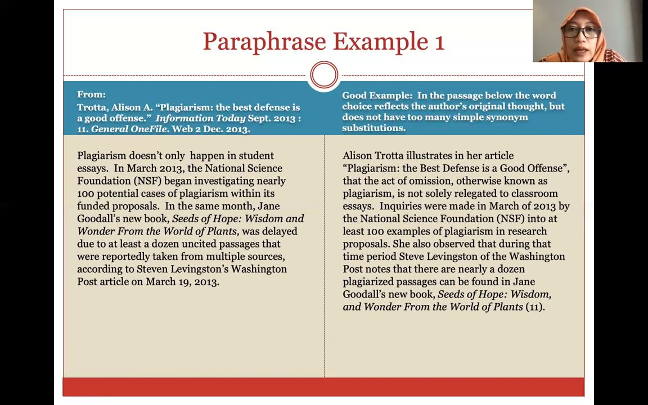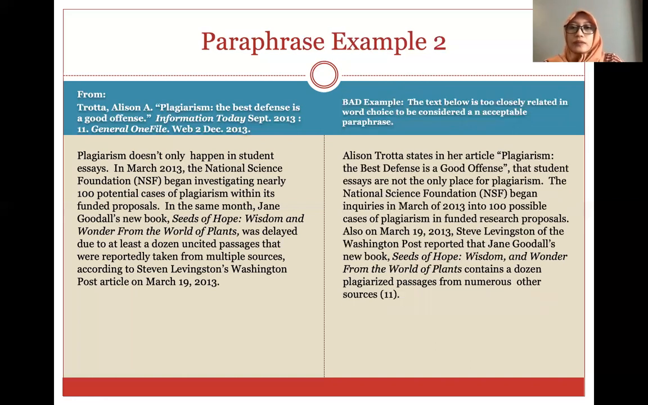Now take a look at the bad one ya. Nah, penjelasannya adalah the text below is too closely related in word choice to be considered an acceptable paraphrase. Jadi terlalu mirip ternyata di sini ya. Di kalimat pertama, plagiarism doesn't only happen in students' essays. Oke. Nah, di kalimat keduanya ini ternyata yang masih sangat mirip dengan teks aslinya ya.